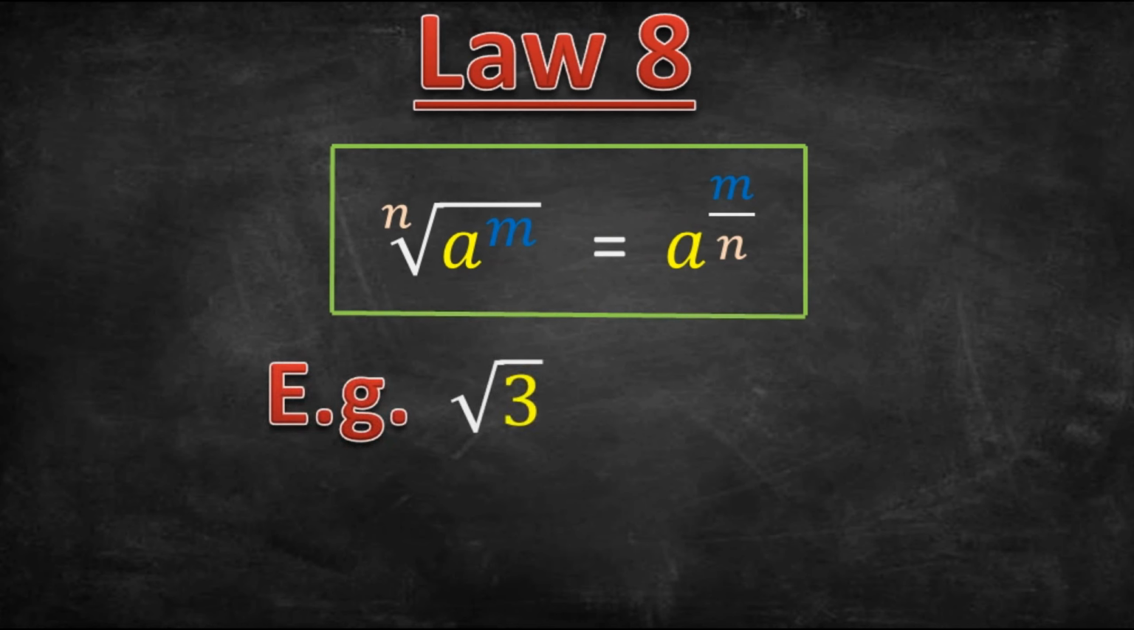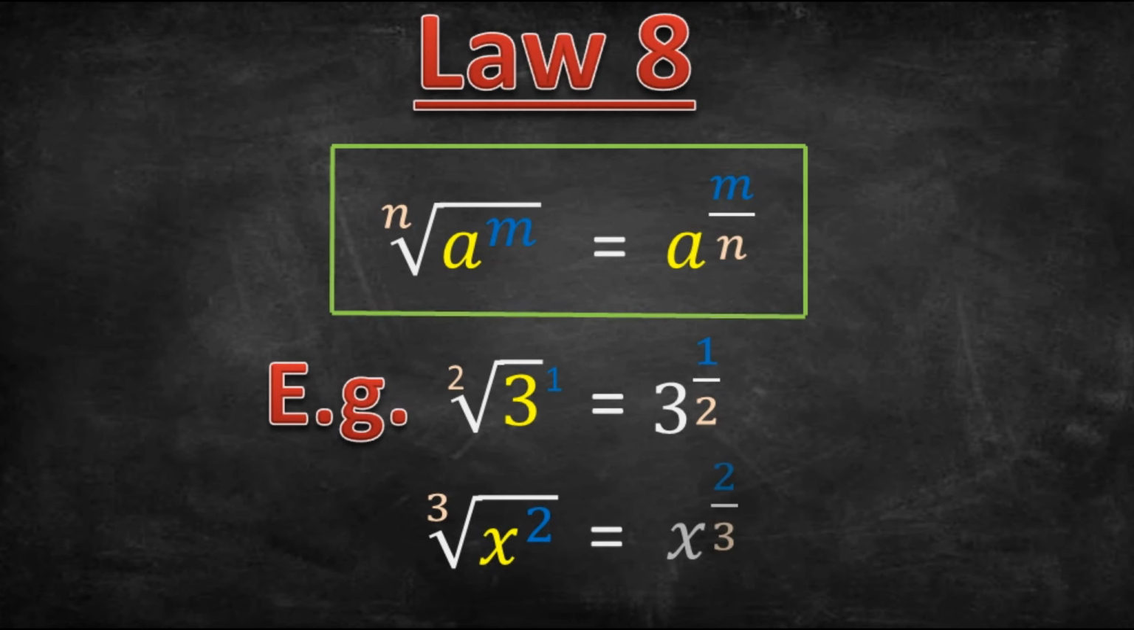Let's say we have the square root of 3. Now first note that the root has a 2 associated with it that we don't write, and the 3 has a power of 1 associated with it that we don't write. So using this law, we can write the square root of 3 as 3 to the power of a half. Let's take a second example. Let's say we have the cube root of x squared. Using this law, we can write it as x to the 2 over 3.